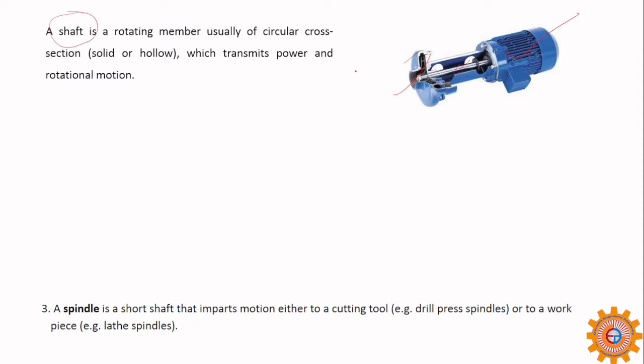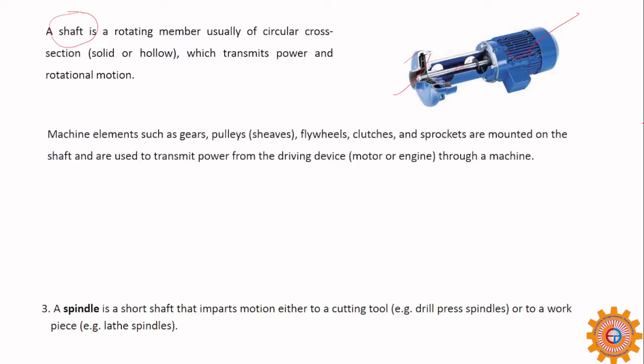Next, machine elements such as gears, pulleys, flywheels, clutches, and sprockets are mounted on the shaft and are used to transmit power from the driving unit, like a motor or engine, through the machine to the consuming place, that is a pump or compressor, all these things which require rotational power.